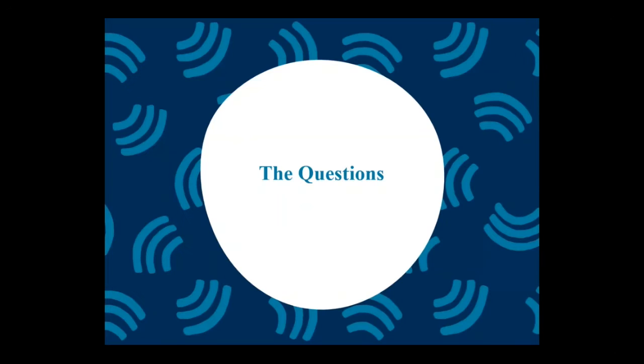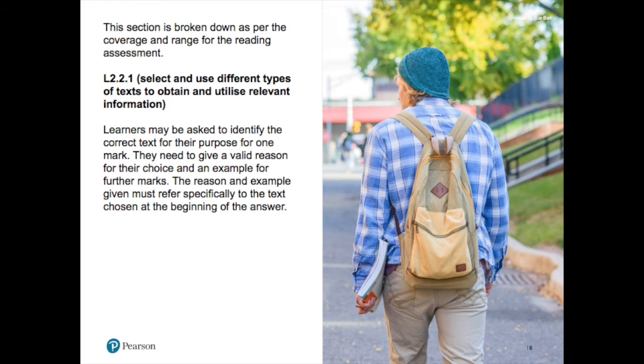The questions. This section is broken down as per the coverage and range for the reading assessment. So, L2.2.1. Select and use different types of text to obtain and utilize relevant information. Learners may be asked to identify the correct text for their purpose for 1 mark. They need to give a valid reason for their choice, and for further marks, an example.